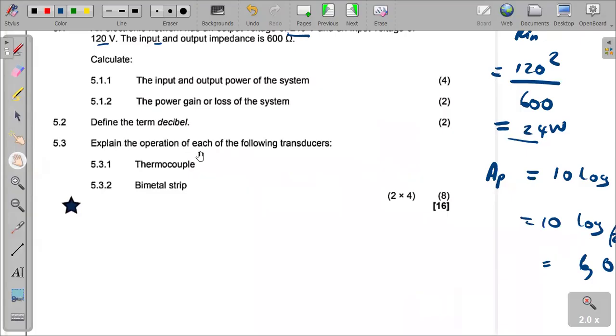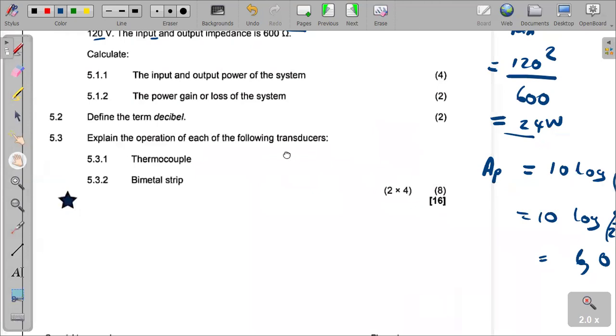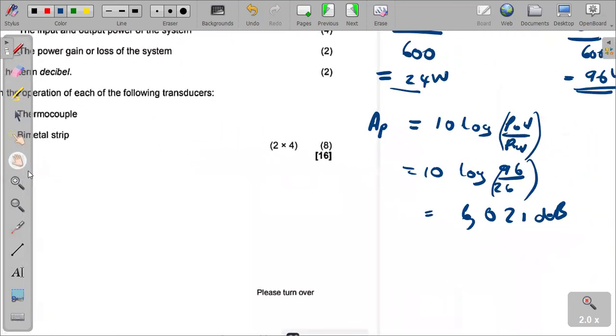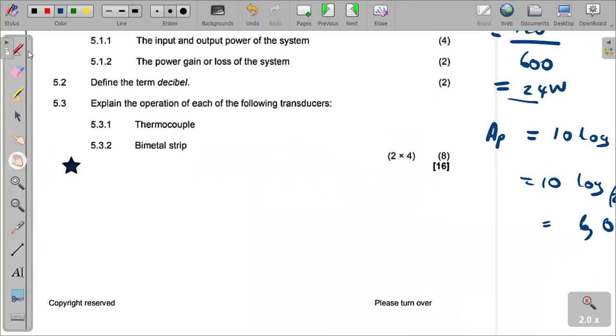Explain the operation of the following transducers: a thermocouple. We want to explain how a thermocouple operates. A thermocouple is a temperature-sensitive device, just like the bimetal strip. So we simply say that when a temperature difference exists between the hot junction and the cold junction, a potential difference is produced that causes current to flow. And when a meter is connected to the terminals of the cold junction, the meter indication will be proportional to the difference in temperature between the hot and the cold junction. So that's the explanation of the operation of the thermocouple.